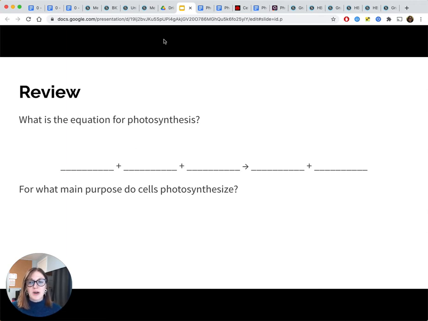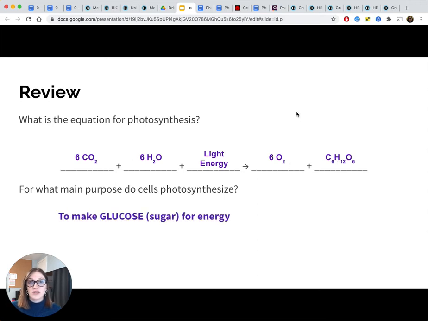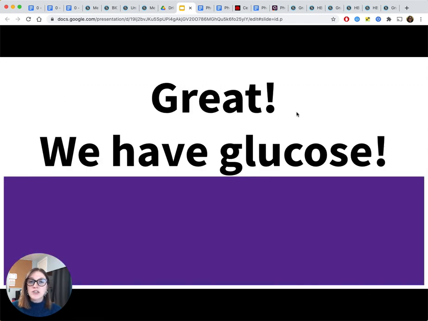So hopefully you recognize that photosynthesis requires carbon dioxide, water, and light energy, and the product is oxygen and glucose. Now when you think of these two products, what is the main purpose that plants are photosynthesizing? Hopefully you recognize that the main answer is to produce glucose. They use that glucose to grow, for example. So imagine you eat that plant. Great, you have glucose. But what exactly do we do with glucose? Now that you've consumed it, how do your cells use that molecule?